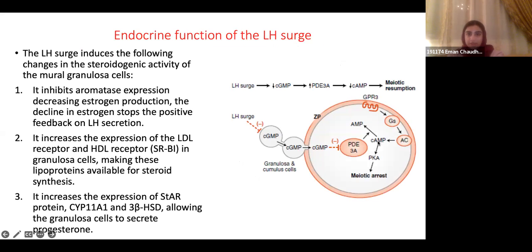This is more on the endocrine function of the LH surge. If you guys want to go into it to understand this more yourself, I explained it in a reviewed fashion. But if you guys want to understand specifically what is happening in the cell in terms of the G protein coupled receptors, cyclic AMP, protein kinase A, etc., it's all over here, okay? So the LH will basically inhibit cyclic GMP, and that will inhibit this PDE3 over here, PDE3A.